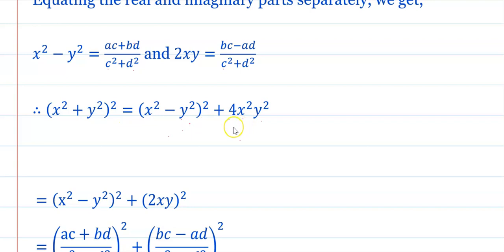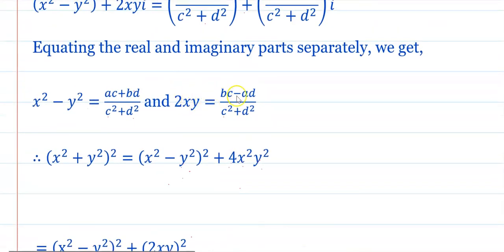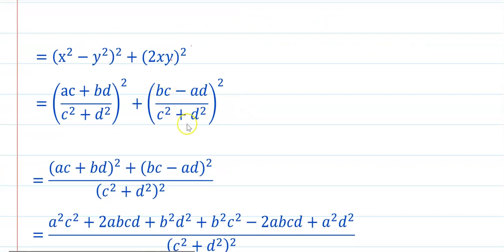And hence we are writing like this. And hence (x square minus y square) whole square plus 4x square y square can be written as (2xy) whole square. Now we know the values. x square minus y square, what is its value? (ac plus bd) upon (c square plus d square), and it's a whole square. This is the value of x square minus y square. What about 2xy? The value of 2xy is (bc minus ad) upon (c square plus d square), and it is also a whole square, so the bracket square is taken here. What about the next?